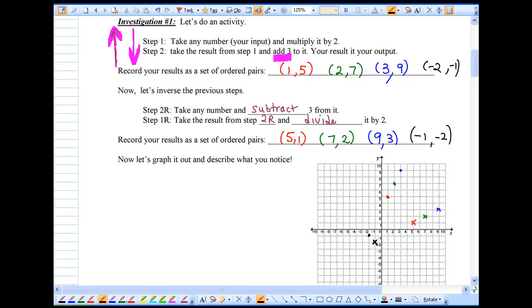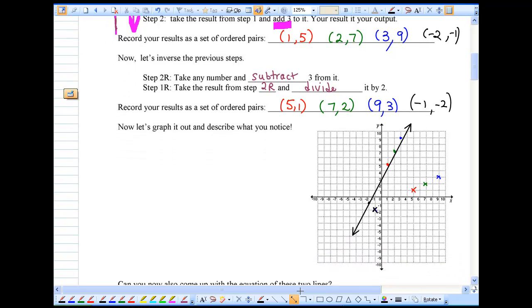Well, if I look at the dots, the dots seem to create a line. Yeah, I think so.